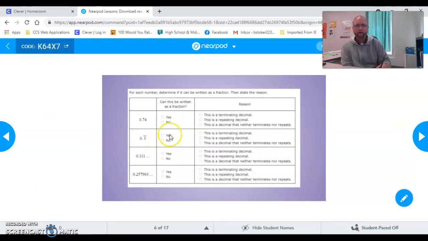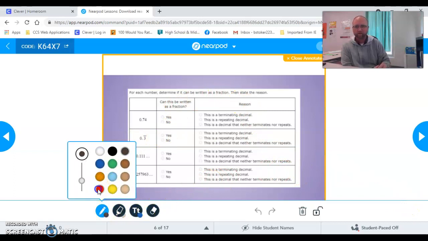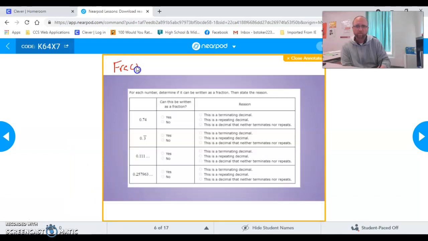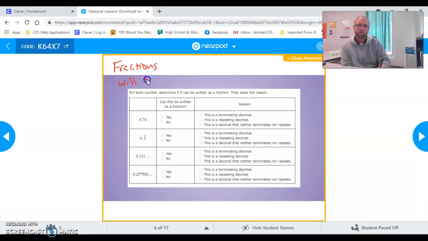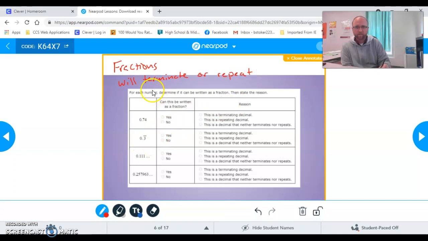Okay, here, determine if each number can be written as a fraction and state the reason. This gets back into what I was just talking about. If I can write it as a fraction, all fractions will either terminate or repeat. If a number doesn't terminate or repeat, it can't be written as a fraction.